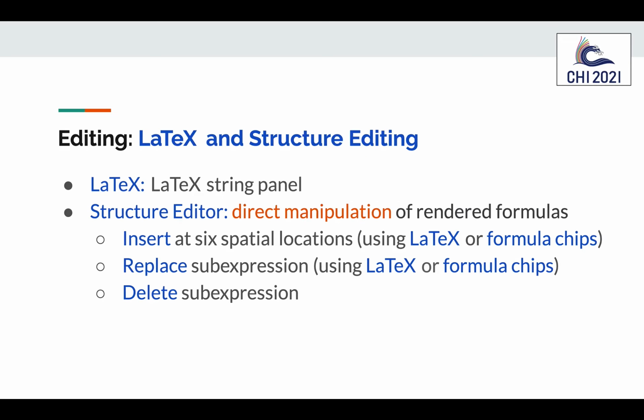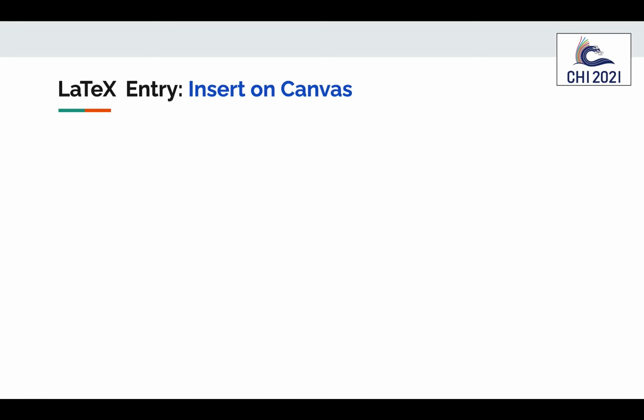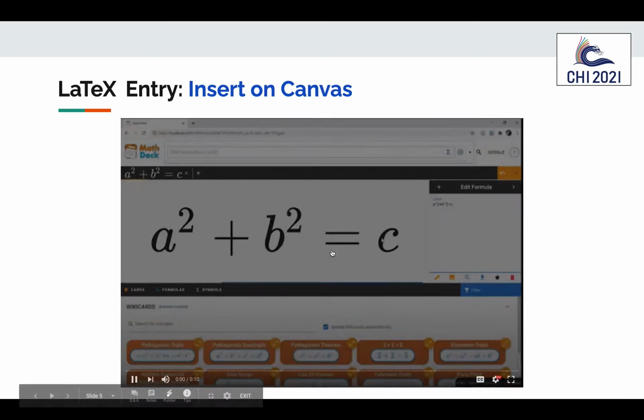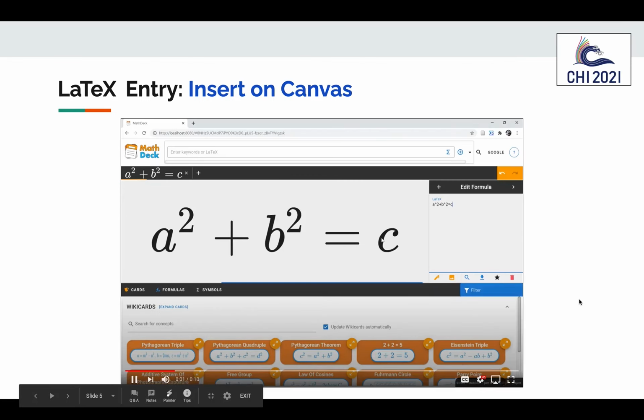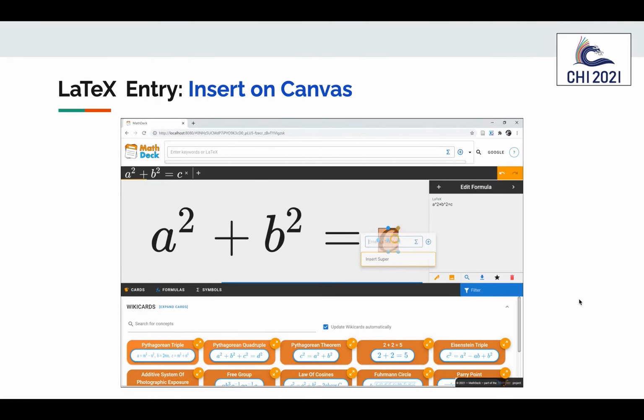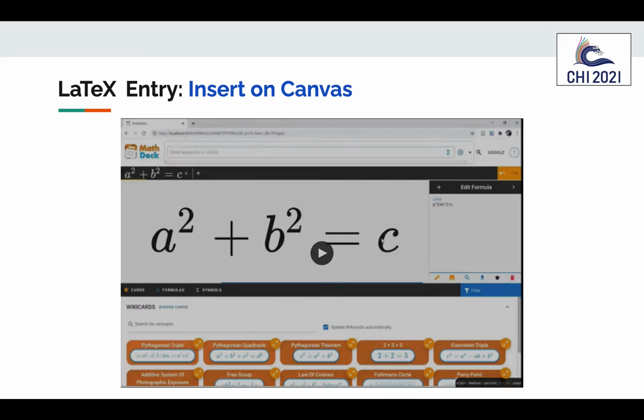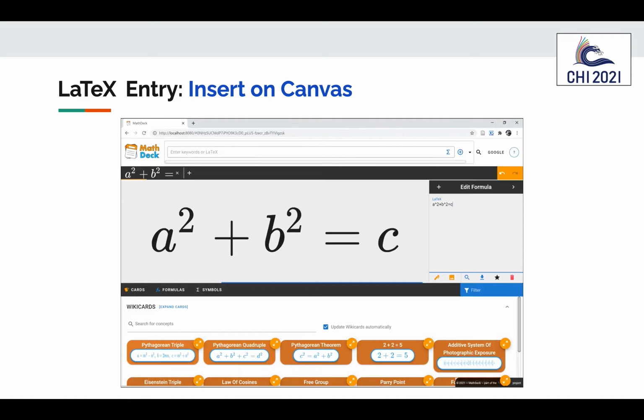and saved. So for editing, we have a LaTeX string panel that shows the LaTeX for the formula at all times on the right-hand side. And the rendered formula that appears on this formula canvas can be manipulated directly through insertion, replacement, and deletion operations. So let's look at an example of inserting into a rendered formula directly. Here's the Pythagorean theorem incomplete, and so we can actually just insert the 2 on the c for c squared directly by clicking on a button and then entering a LaTeX string.